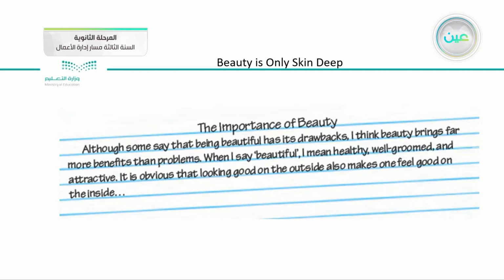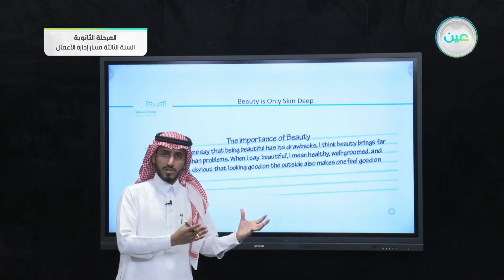Now we have here the importance of beauty. This is a small essay, or a part of an essay. It's just an introduction to give you a hint of how to write your own persuasive essay. It says, although some say that being beautiful has its drawbacks, I think beauty brings far more benefits than problems. When I say beautiful, I mean healthy, well-groomed, and attractive. It's obvious that looking good on the outside also makes one feel good on the inside. And here we have blanks. So this is an example of how to start your own essay.